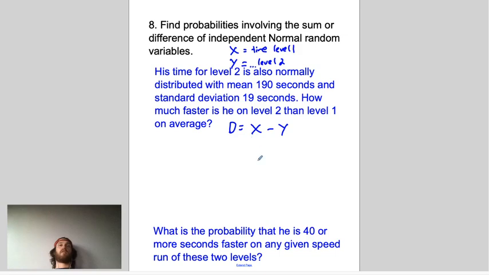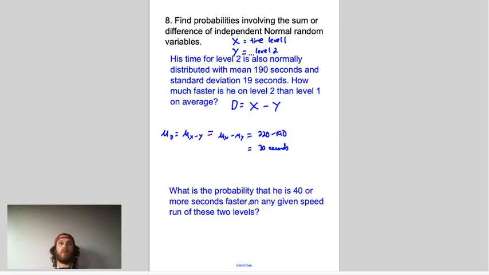Okay, so it says how much faster is he on average on level 2 than level 1? Well, that is the mean, the expected value of D, which is the mean of X minus Y, which, hey, we already went over this. That's just the mean of X minus the mean of Y, which should be 220 minus 190. So the average of our random variable D is 30 seconds. So you can expect, if I ran level 1 and level 2 and how I did in level 1 was independent of level 2, it would be about 30 seconds. Okay, what is the probability that he is 40 or more seconds faster on any given speed run of these two levels?